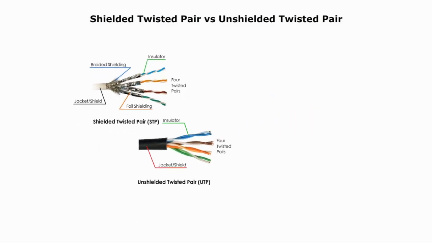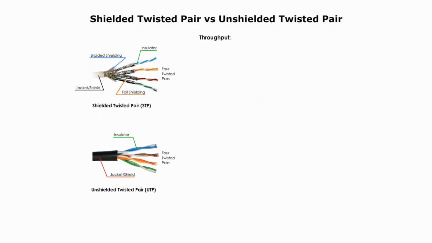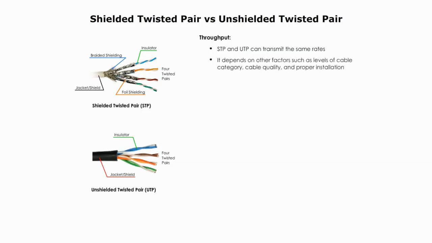Now let's summarize the differences between UTP and STP. STP and UTP in the same level of category can transmit at the same rate. The throughput depends on other factors such as cable category, cable quality, and proper installation. In terms of cost, STP and UTP vary, but generally speaking, STP is more expensive.